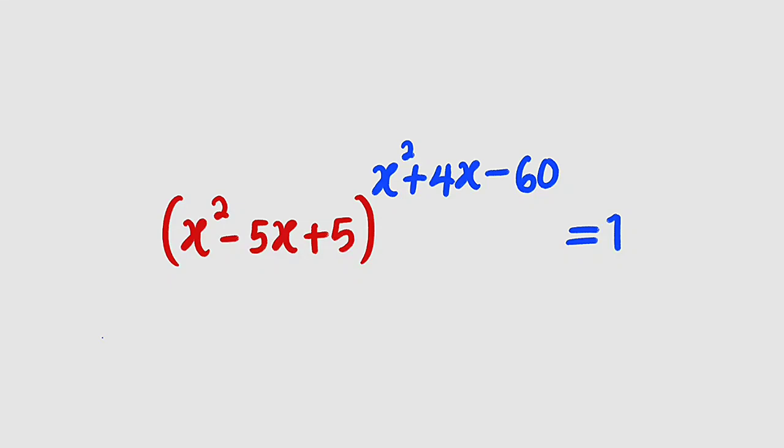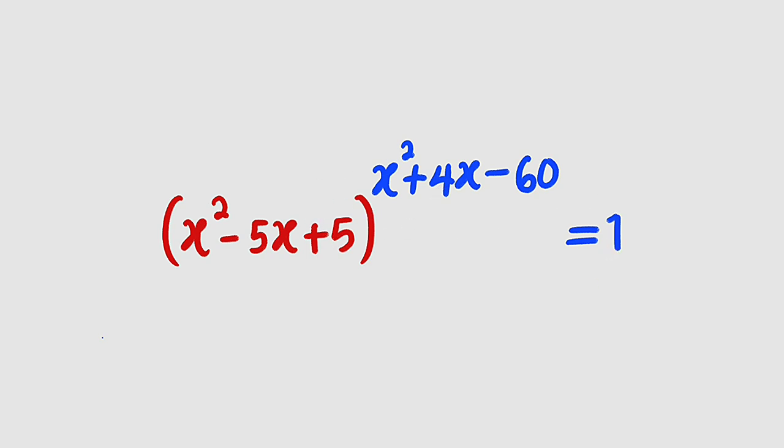Hello, good day viewers. In this tutorial we are going to find a solution to this interesting exponential logarithmic equation, which is x squared minus 5x plus 5, the whole of this raised to the power of x squared plus 4x minus 60, which is equal to 1. So on what condition will the left hand side be equal to 1?